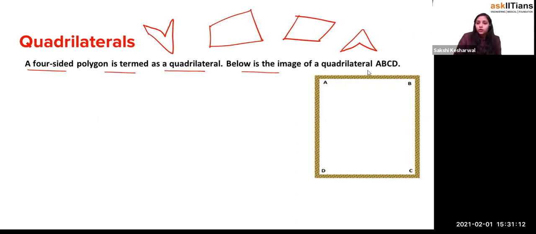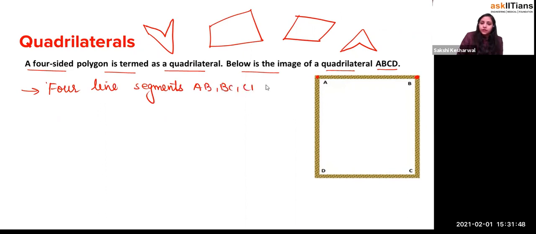Below is the image of the quadrilateral ABCD, right? Later on in elementary shapes, we'll be learning the special types of quadrilaterals, which are used everywhere in mathematics, right? So quadrilaterals have 4 line segments, yes or no? 4 line segments: AB, BC, CD, and AD, right?